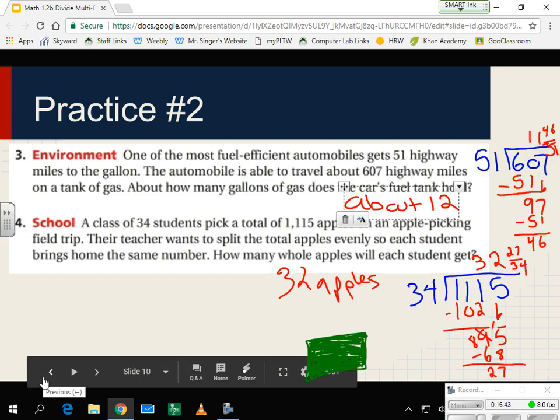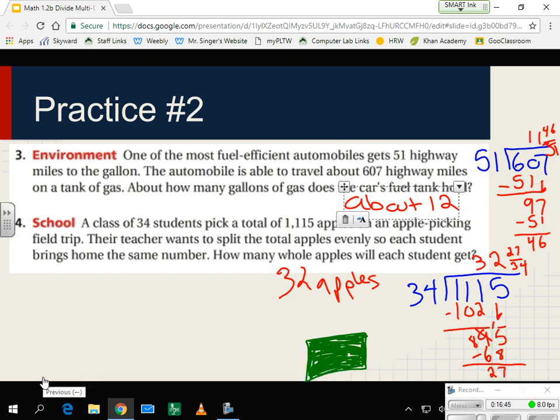For the picking of apples, when I did it, I came out with 32 and 27/34. Well, how many whole apples? I can't cut up an apple, so it has to be 32 apples. There'll be 27 apples kind of left over, and figure out what we want to do with that. Maybe make apple pies. So hopefully you did well on these problems.